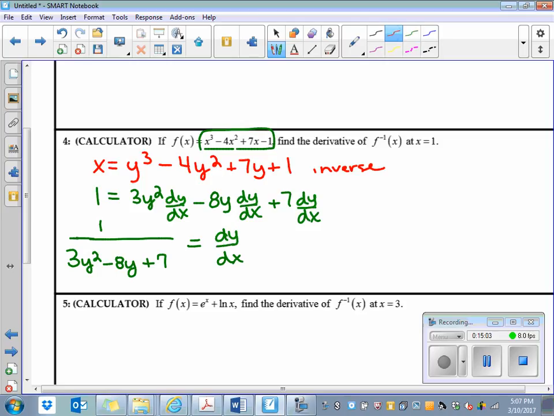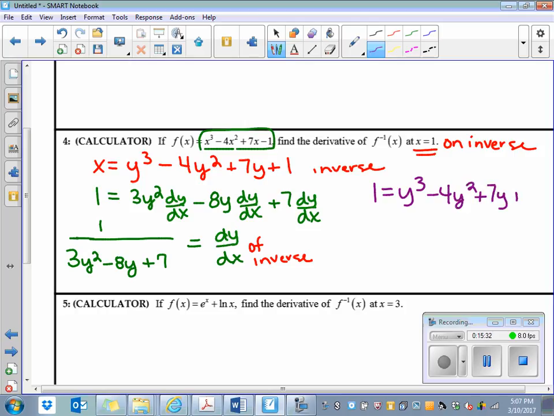Okay, so here we go. We have our derivative of our inverse formula. Now we just got to figure out who to plug in. X equals 1 on the inverse is not what I need to plug in. I need the y that goes with x equals 1 on the inverse. So 1 equals y cubed minus 4y squared plus 7y plus 1.